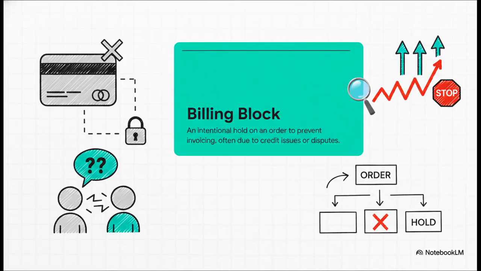And who is suspect number 1? The billing block. Now, the key thing to understand here is that this is not a glitch. It's a deliberate roadblock. Someone or some automated process has intentionally put a hold on this order. You know, maybe the customer went over their credit limit, or maybe there's an ongoing dispute.